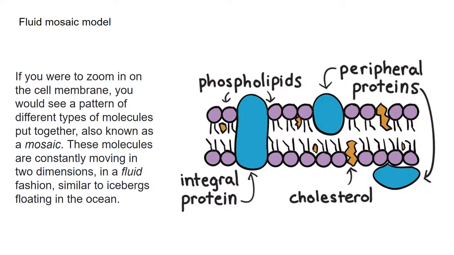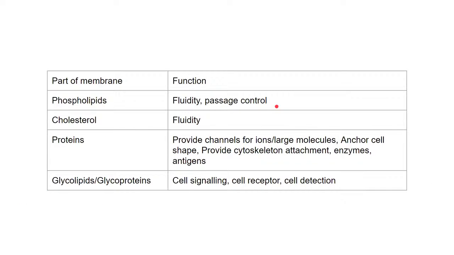And within them are proteins, right? So there's a mosaic, there's a random arrangement. What's a mosaic? It's a random arrangement of stuff, right? It's a mosaic of protein and phospholipids, and it's fluid. It's continuously moving, right? So now we need to understand the function of each of these, if you understand what each of these is made of.